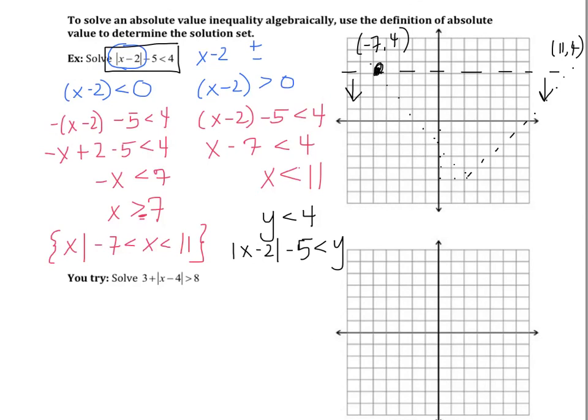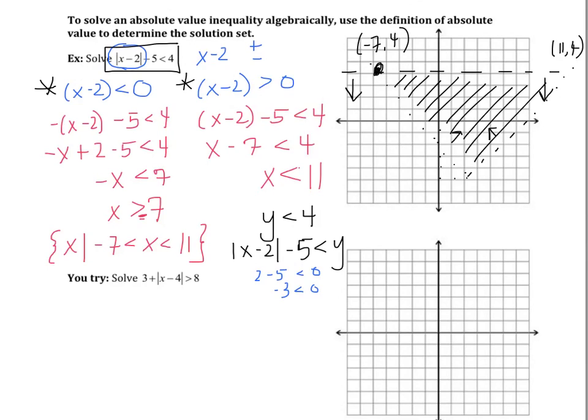When I test a value in here, if I test 0, 0, I'm going to get 2 minus 5 is less than 0, which is negative 3 is less than 0, which is true. So this one shades in. So the solution of those two inequalities is that area there. So that's just a way to check the solution, but to solve it algebraically, you need to test for the two situations where inside the absolute value is negative and inside the absolute value is positive.